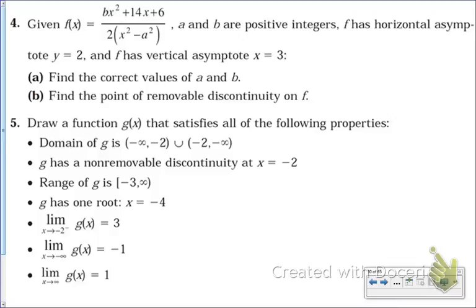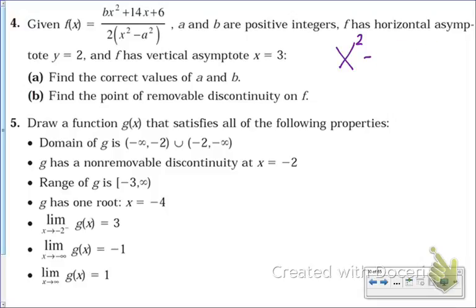Set what equal to 0? Okay, so for the vertical asymptote, we want this x squared minus a squared piece to equal 3. Is that right? Yes. You still need the 2. Yeah. But you need the 2 in front.